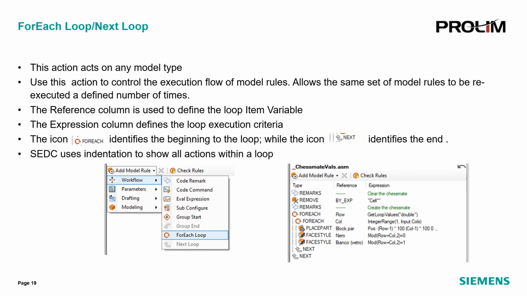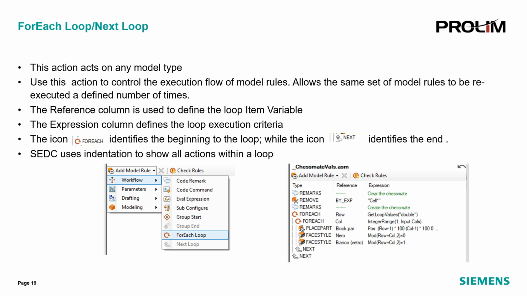Next, we have for each loop and next loop. Again, this type of action acts on any type of model. So when will you use this for each loop? When you want the same set of model rules to be re-executed a defined number of times, and that's when you'll use this for each and next loop.